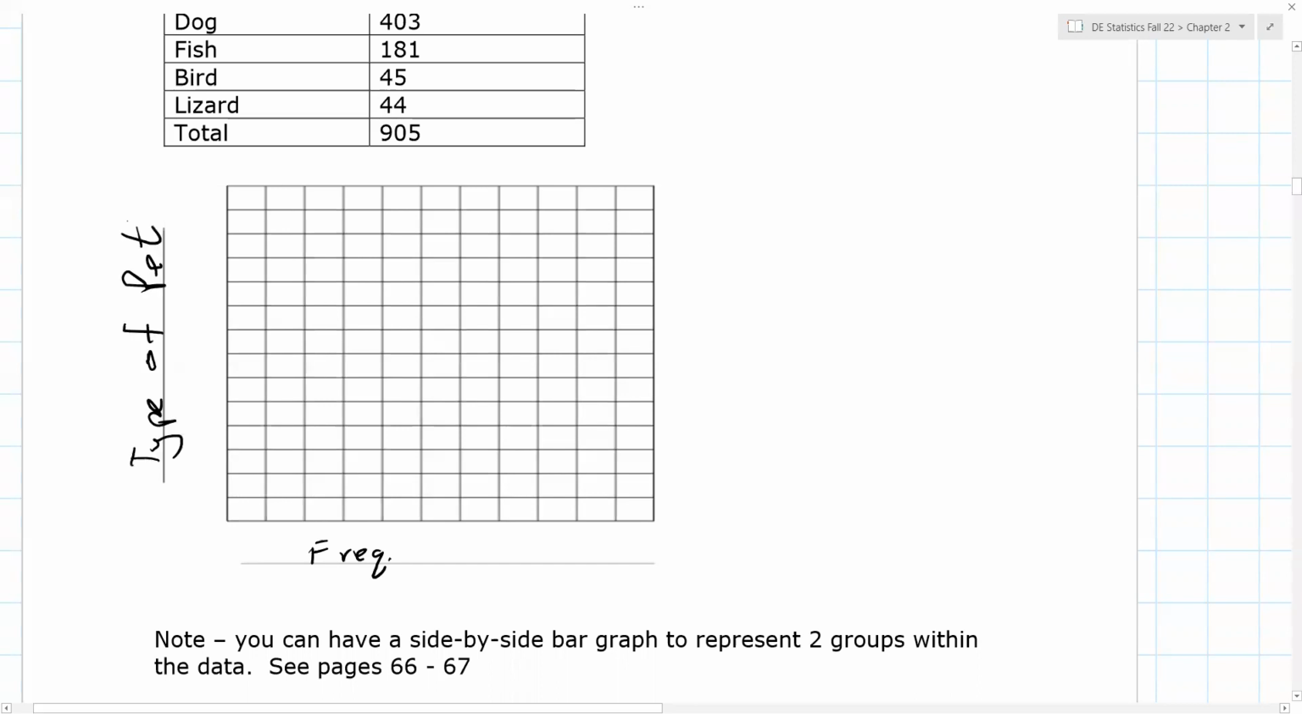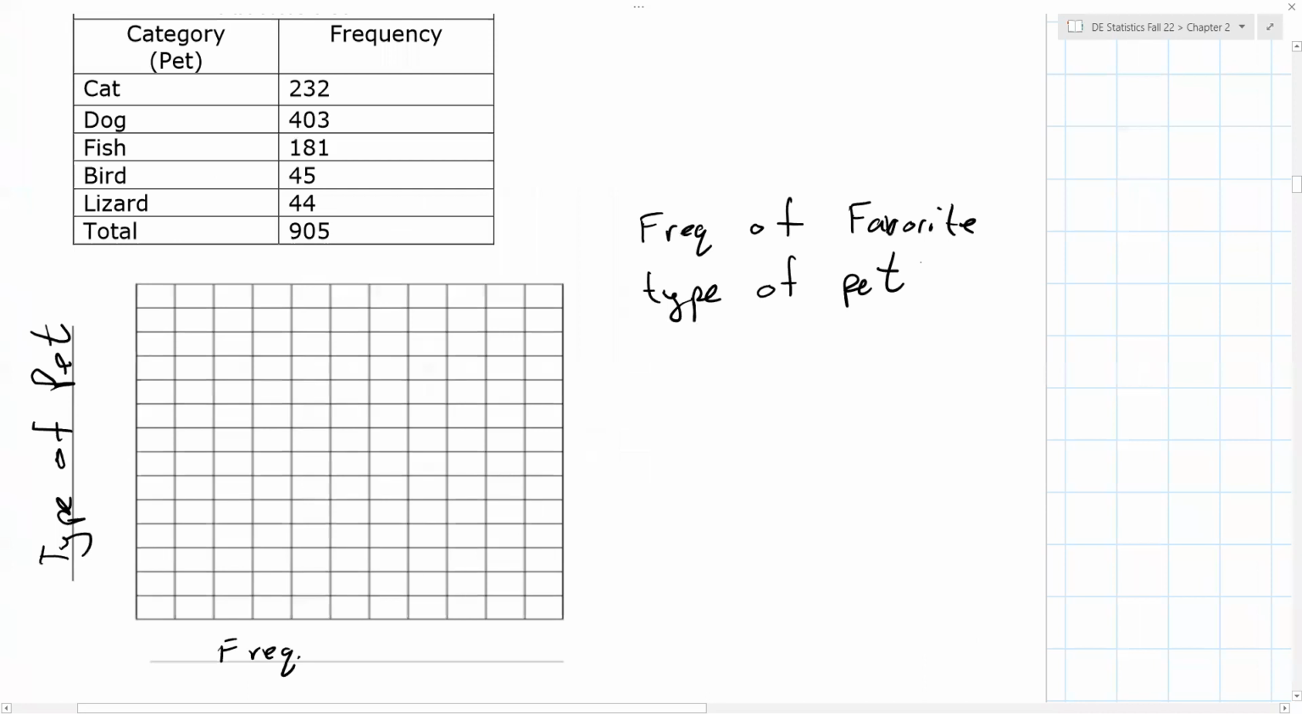All right, so we knew the x-axis was going to be our frequency. Our y-axis is type of pet. And then our title for this is going to be frequency of favorite type of pet. Again, something like that. Doesn't have to be the same word for word.